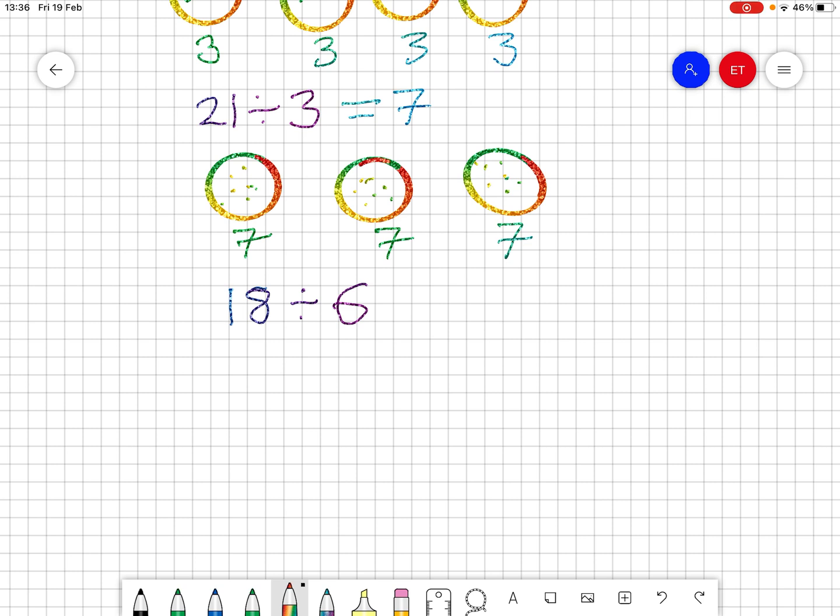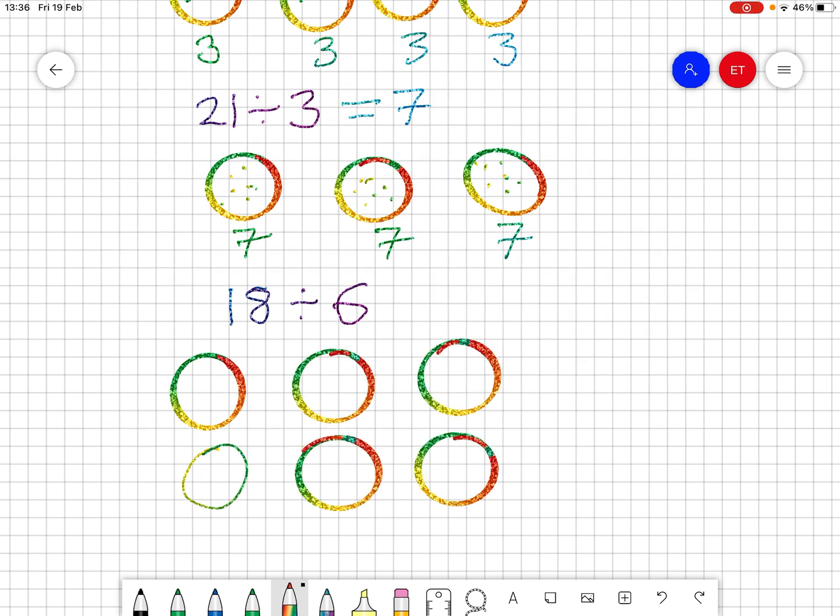So let's put out our plates. 1, 2, 3, 4, 5, 6. Why is that one not got a circle? Try that again. So there's our 6 plates, and we're going to share 18 chocolate buttons.